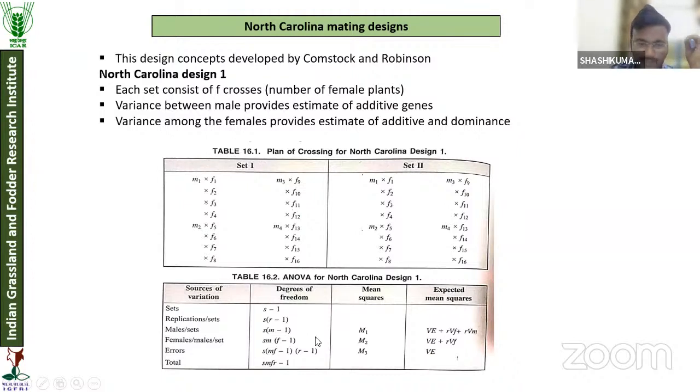It is very important. Here in this ANOVA, you should remember the error degrees of freedom, as it is always asked either in the objectives or anywhere. The degrees of freedom for sets is S minus one, replication is R minus one, for males in sets S into M minus one, for females SM into F minus one, and the error degrees of freedom is S into M into F minus one, into R minus one. It is very simple. In a simple ANOVA also, the error degrees of freedom will be T minus one into R minus one. So here you have replication minus one, R minus one. The treatments are male into female, that's why, and there are different sets, S into MF minus one. That will give the error degrees of freedom. Here the variance due to male will give the estimation of additive variance. The female will give the estimate of additive and dominance variance.